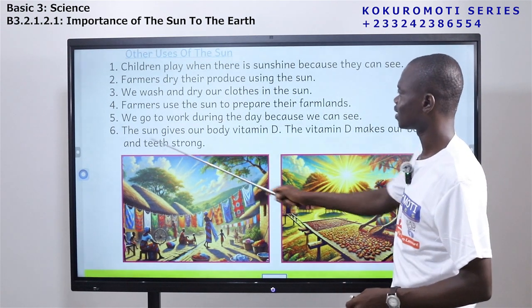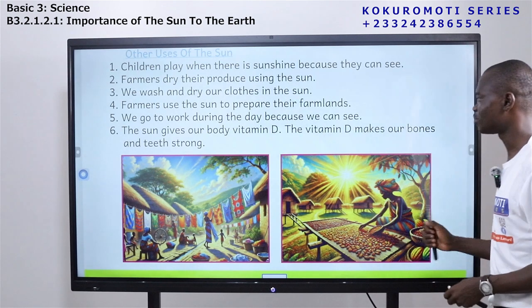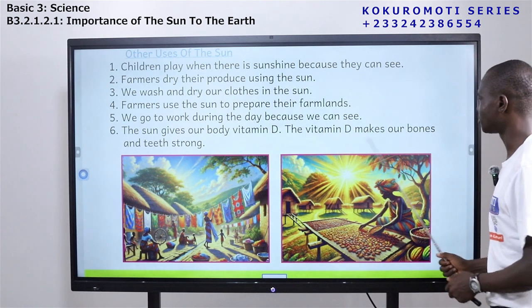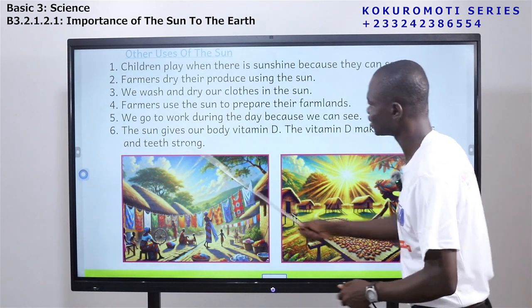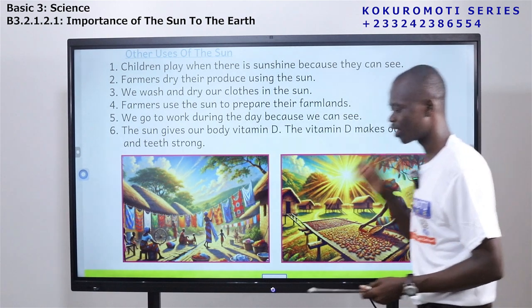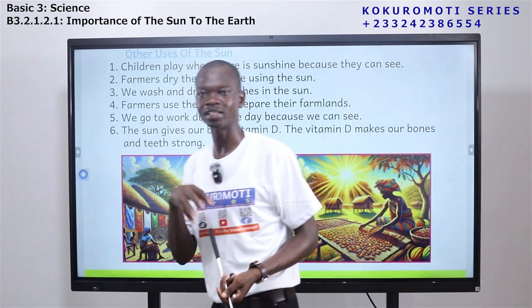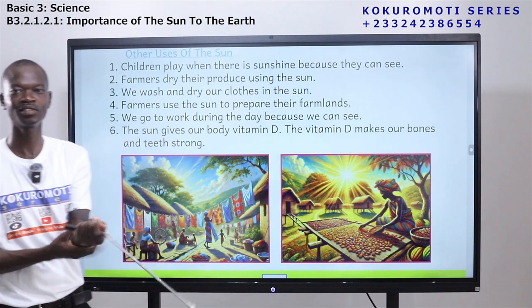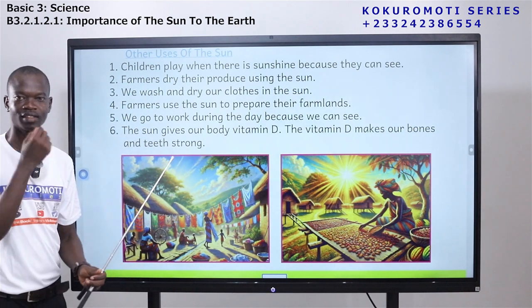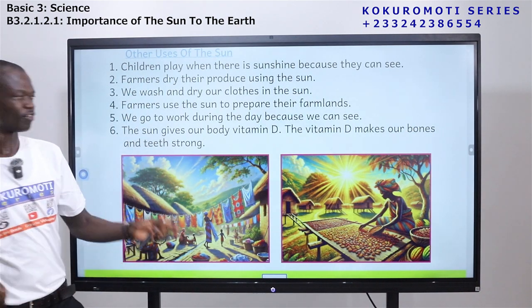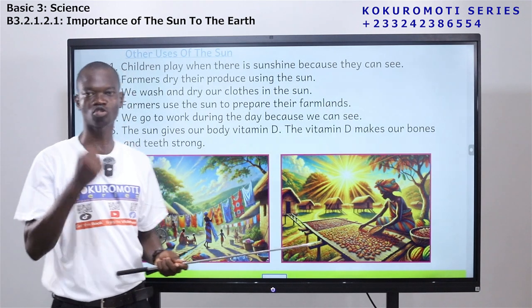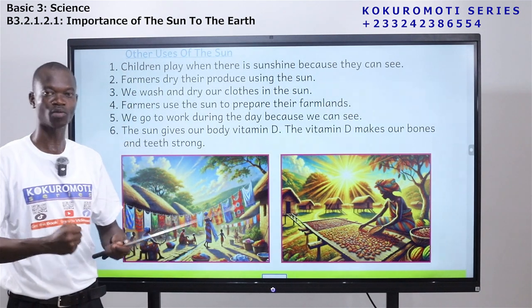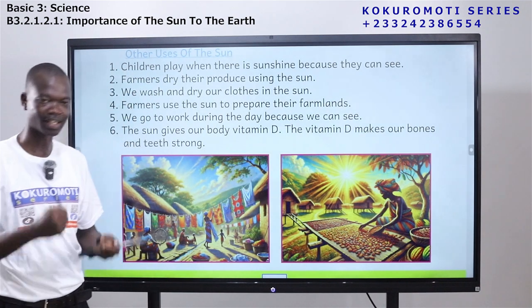Okay, so the next one is that the sun gives our body vitamin D. The vitamin D makes our bones and teeth what? Strong. So vitamin D is something the body needs. Our bones and our teeth, they need the vitamin D. It makes them strong and what? Strong and healthy.